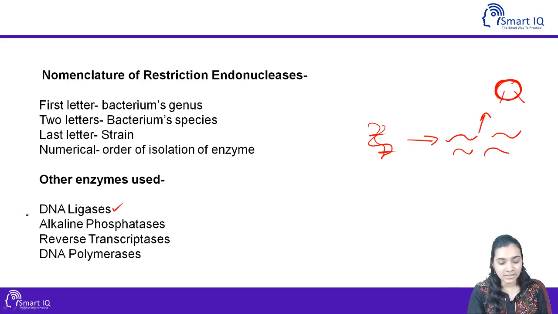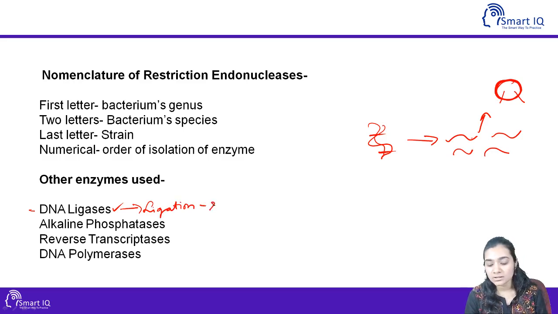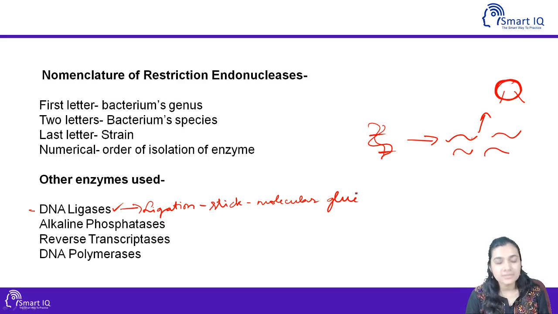The first one being DNA ligases. Now, what is the meaning of the term ligation? Ligation is to be able to stick. So these are called molecular glue, as opposed to the restriction endonucleases that are called molecular scissors. So DNA ligases are molecular glue. As the name itself suggests, they are operational in integrating into the host genome by making the ends of the DNA fragments stick to the host DNA. So sticking here means via phosphodiester bonds.